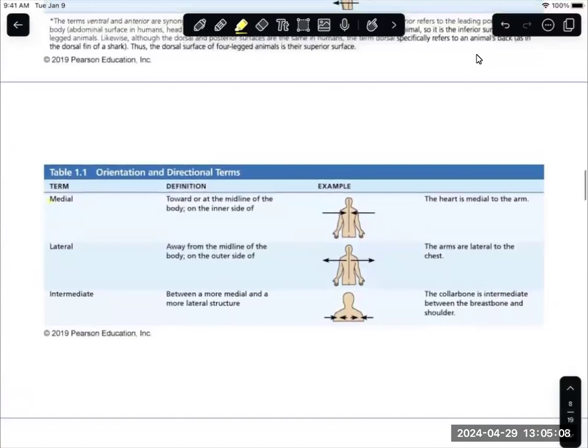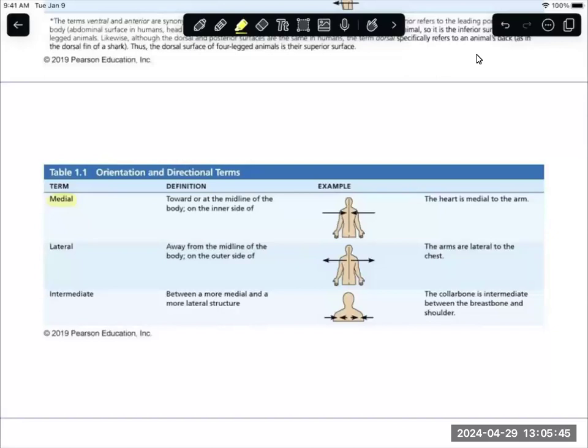Medial. Medial, middle. You think of it that way. So it's towards the middle of the body. So this example from your textbook, the heart is medial to the arm. Your heart is also medial to your lungs. Your stomach is medial to your kidneys. Your bladder is medial to your hip bones.